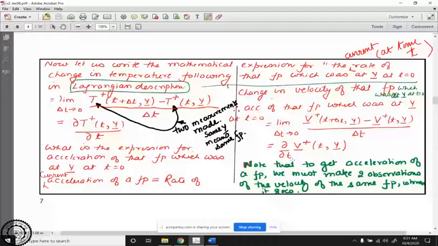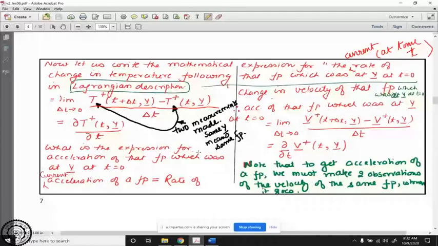Okay, so mathematically, finding acceleration or rate of change of a quantity following a fluid particle, following that fluid particle which is at y in the Lagrangian description, is very simple. Just take the partial with time of the expression given to you. All right.